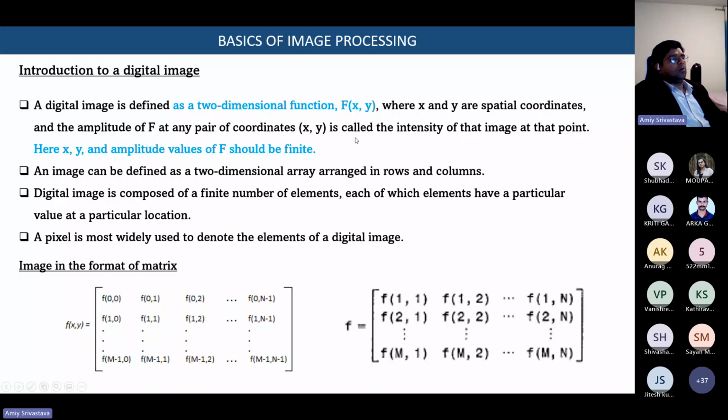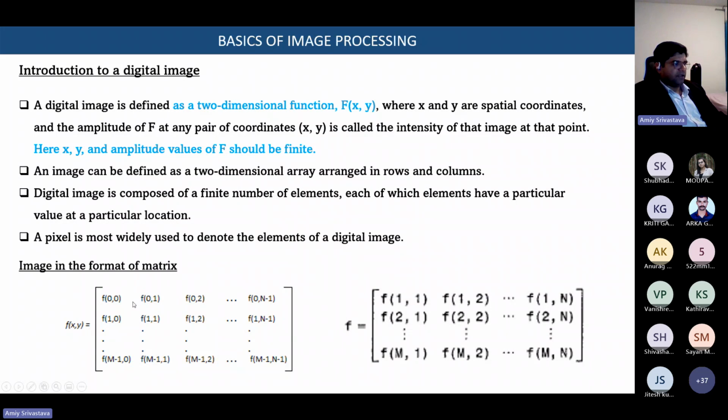Now I'm going to talk about what an image is. I will tell you the basics of image processing, and then talk about what an image is. A two-dimensional digital image is basically nothing but a matrix. A digital image is defined as a two-dimensional function f(x,y), where x and y are spatial coordinates, and the amplitude of f at any pair of coordinates x, y is called the intensity.